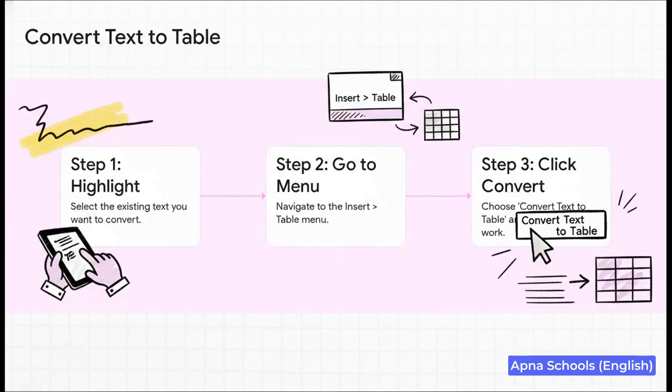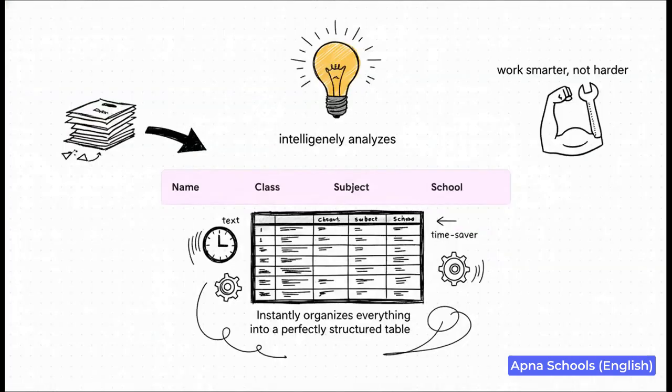You can just highlight your existing text, go to the Insert Table menu, and this time you select Convert Text to Table. And just like that, Word intelligently analyzes your text, it recognizes the separators, and bam, it instantly organizes everything into a nice, structured table. This is a massive productivity hack. It can save you hours of boring data entry.